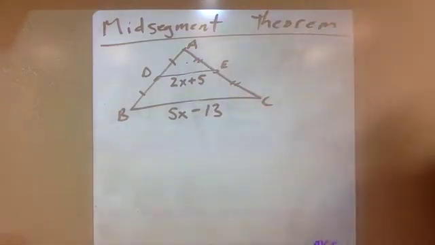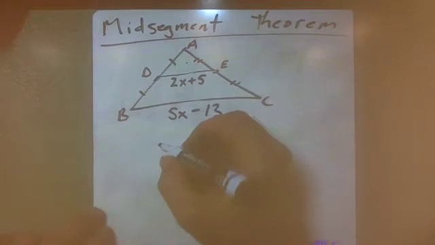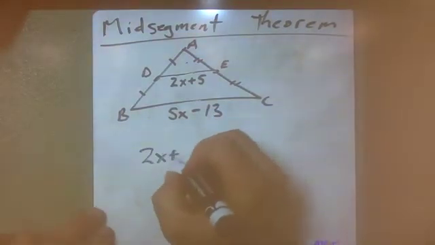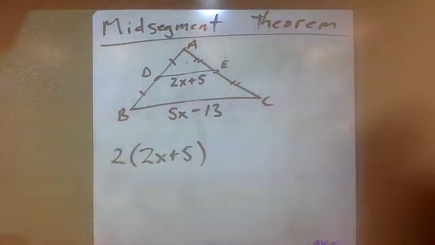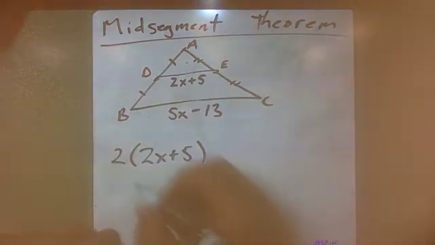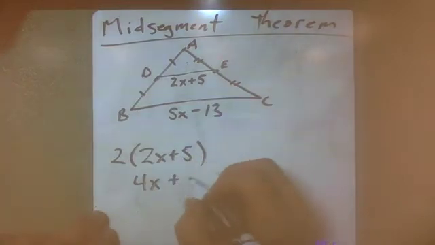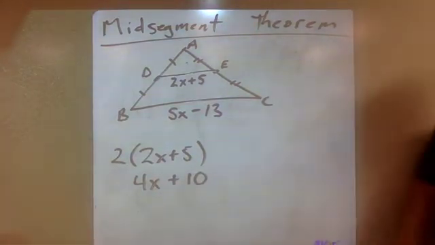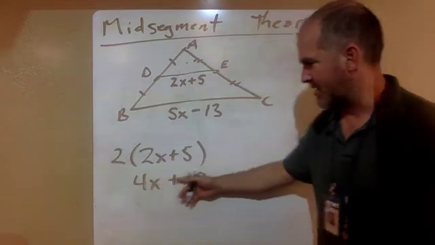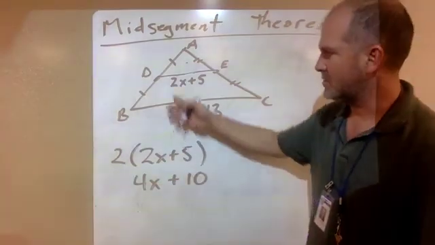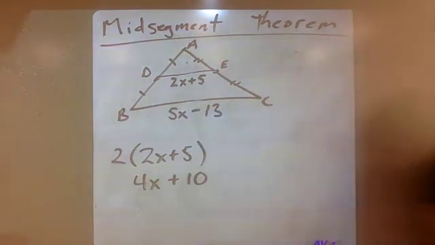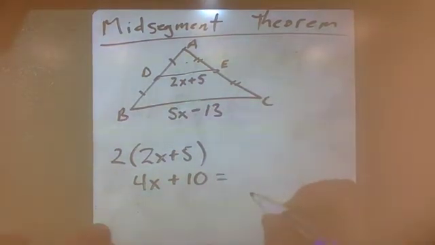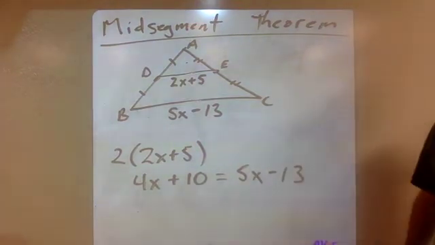So you can do that even though it's not a number. Right now, DE is represented as 2x plus 5. To double that, you just multiply the whole thing by 2. You distribute a 2 through the whole thing. And that becomes 4x plus 10. That's double DE. Now that amount right there is going to be equal to this amount, because twice the length of DE is always equal to BC. Now we can set them equal to each other. 4x plus 10 is equal to 5x minus 13, and we can get busy solving for x.